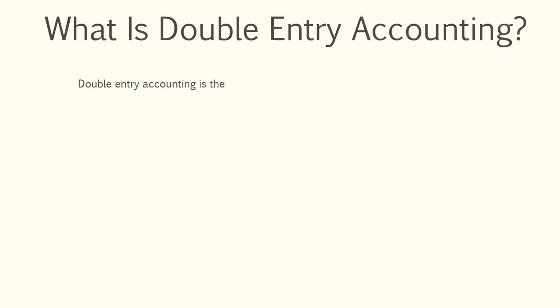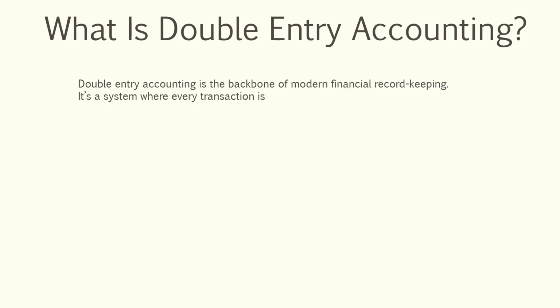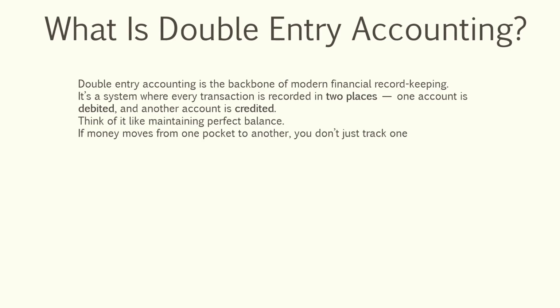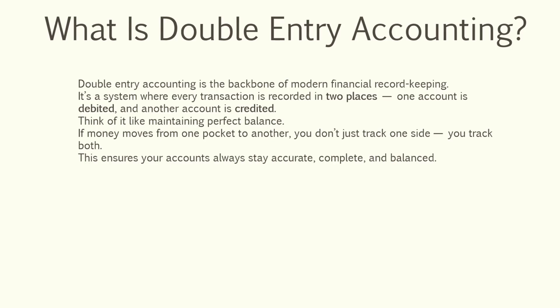Double-entry accounting is the backbone of modern financial record-keeping. It's a system where every transaction is recorded in two places. One account is debited and another account is credited. Think of it like maintaining perfect balance. If money moves from one pocket to another, you don't just track one side, you track both. This ensures your accounts always stay accurate, complete, and balanced.